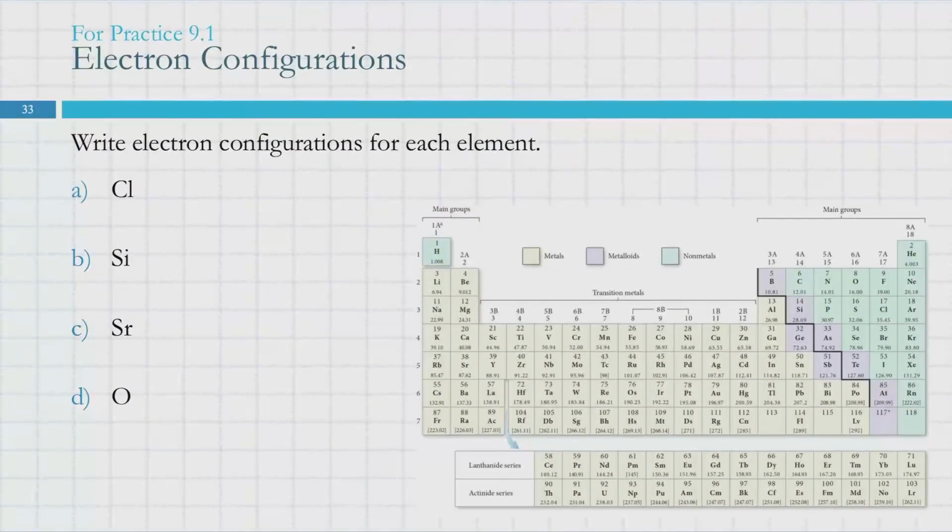Okay, let's do some more electron configurations. We've got electron configuration for chlorine. We've got one for silicon. We've also got strontium and oxygen. I'll give you some time to work on these. These are, I would say, considerably easier than bismuth.